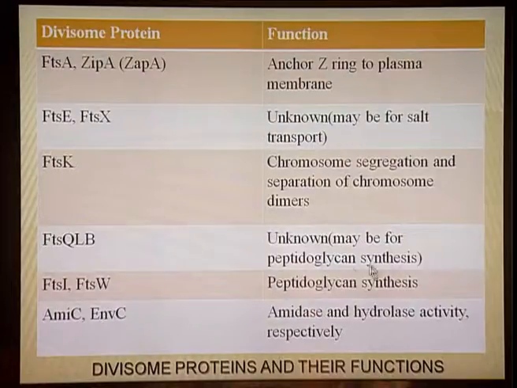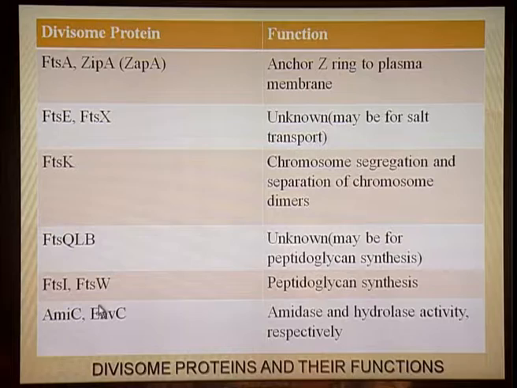FtsQLB: the functions are not very well known, but it is postulated that they may help in peptidoglycan synthesis. FtsI and FtsW are also involved in peptidoglycan synthesis. And then we have AmiC and EnvC, which are mostly for amidase and hydrolase activity respectively, meaning they will finally help in the cleaving of the daughter cells by the amidase and hydrolase activity.